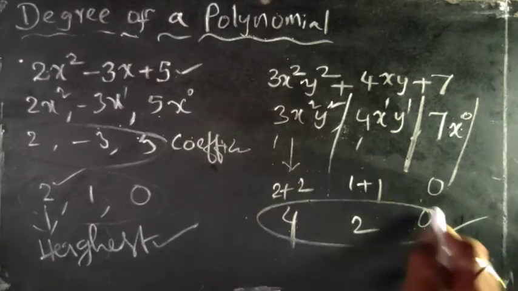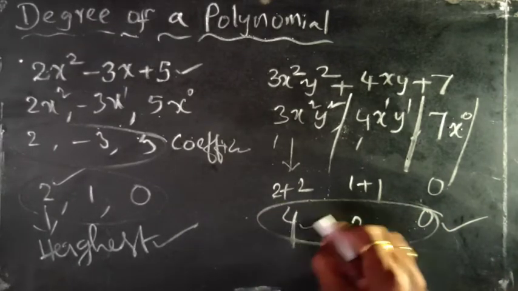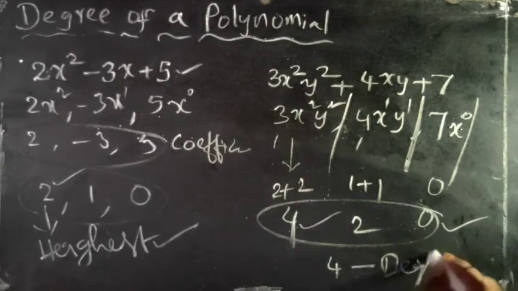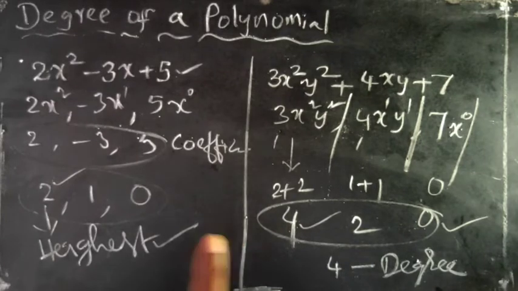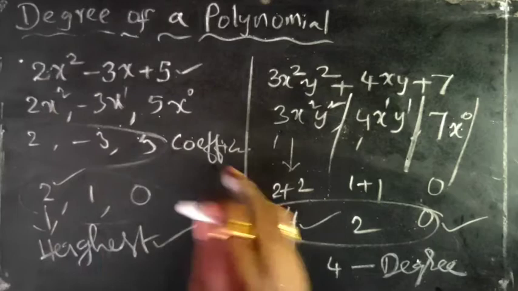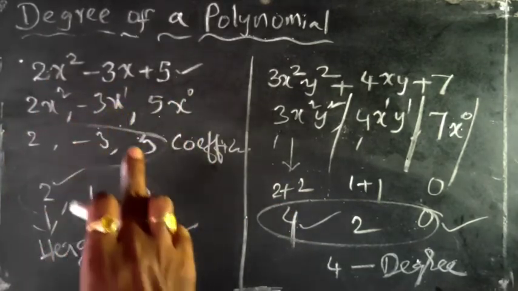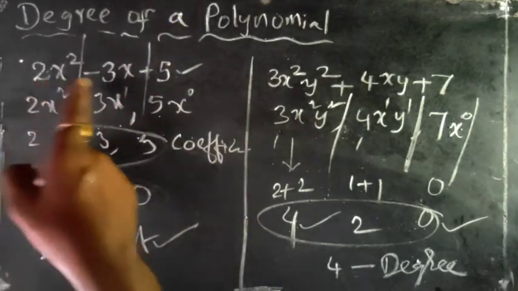Among these, which one is the highest number? Which one is the highest power? 4 is the highest power. So the degree of this polynomial is 4. The degree of the polynomial 3x square y square plus 4xy plus 7 is 4. Is it clear? So my dear children, while finding the degree of the given polynomial, you have to separate the terms and find the degree of each term like this.